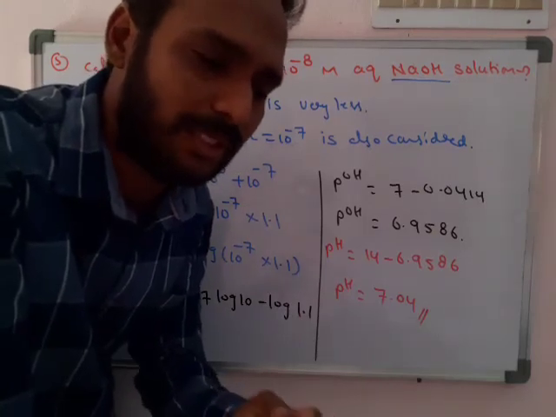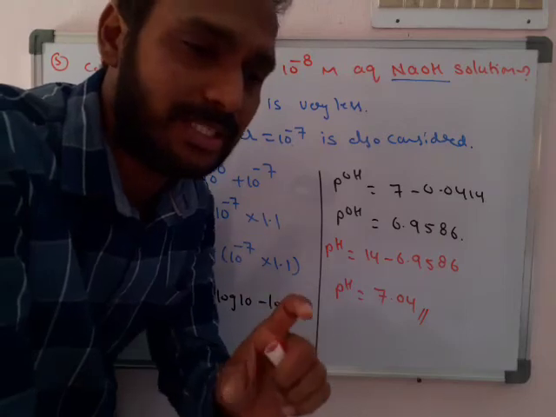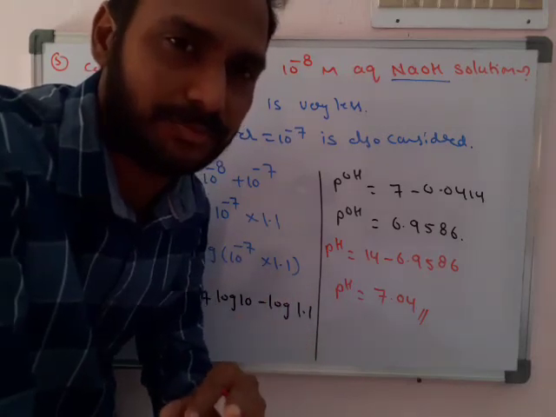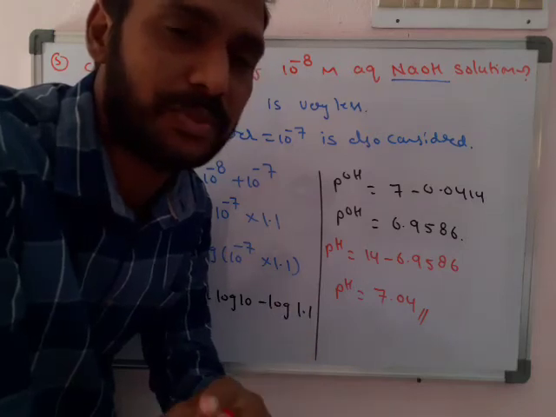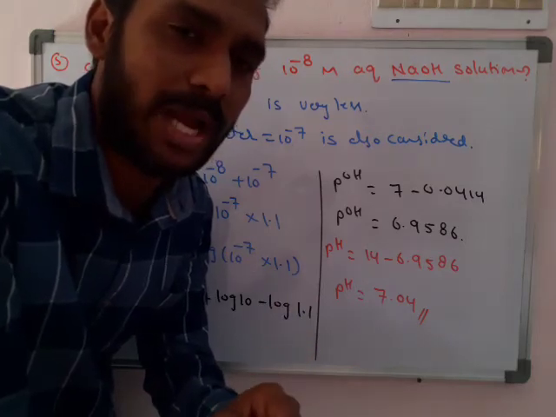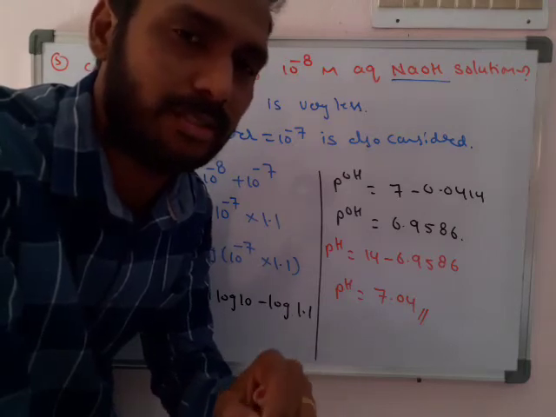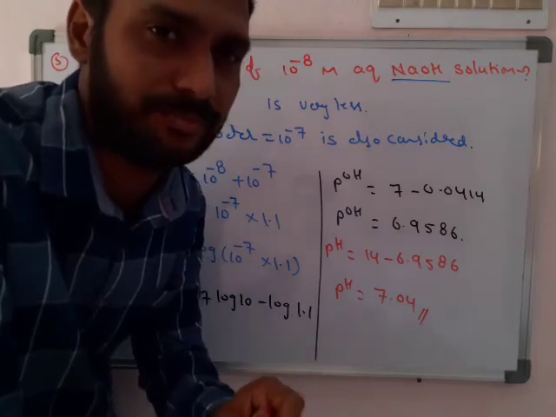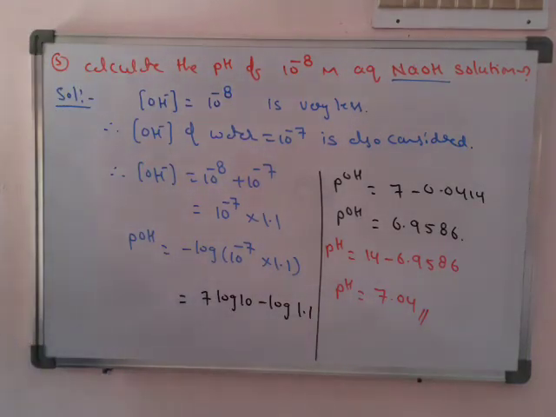Okay, but 8 is also suitable for bases, but it is not exactly the correct value. If the OH minus concentration is very less when compared to 10 power minus 7, we have to consider the OH minus concentration of water also, that is 10 power minus 7. Okay, see one more.